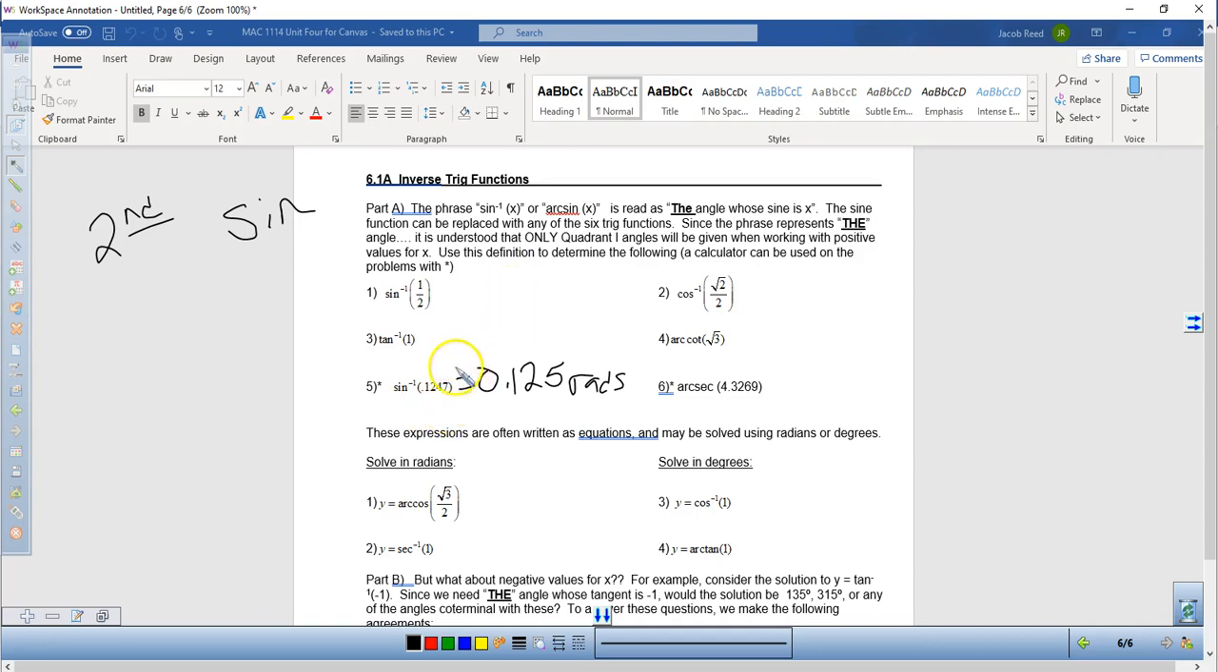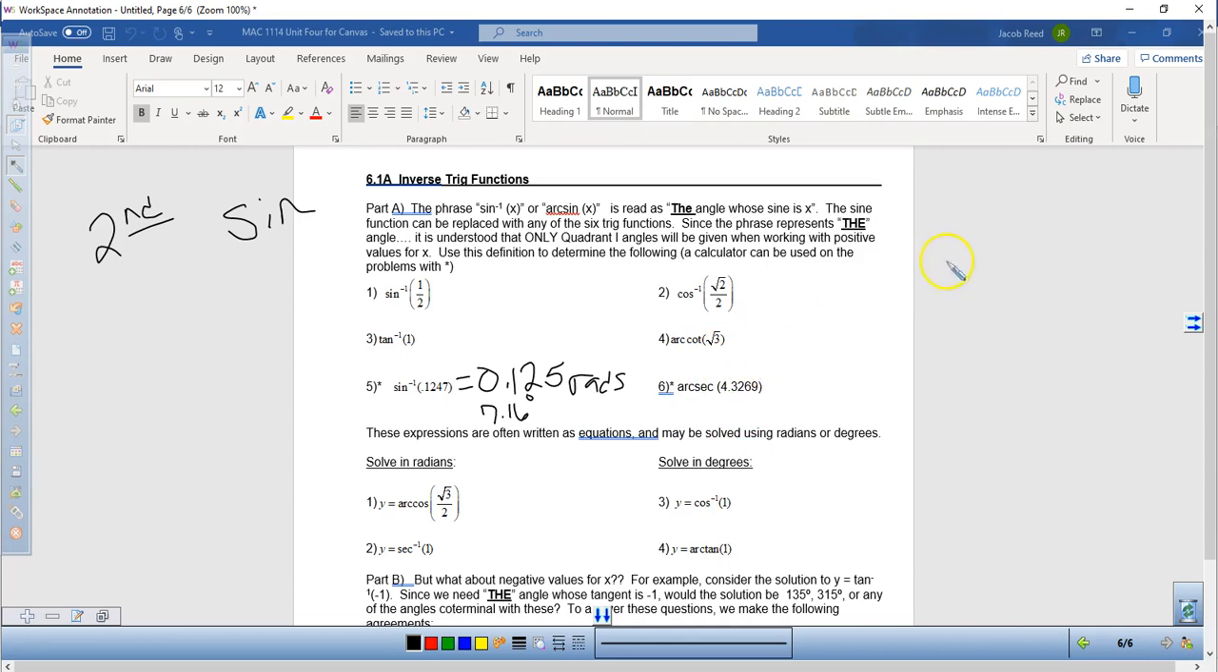Okay, and they wouldn't ask you to put these in degrees, but just so you see the difference in the degree, I'm going to change mine to degree mode and copy the question, and I get an angle of 7.16 degrees. Arcsecant.